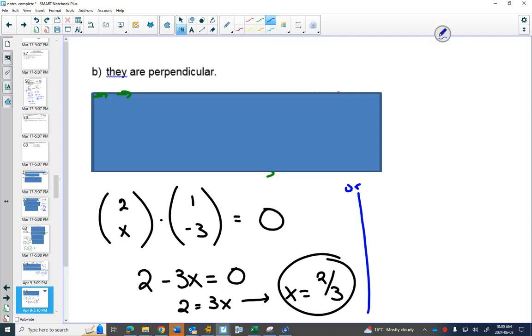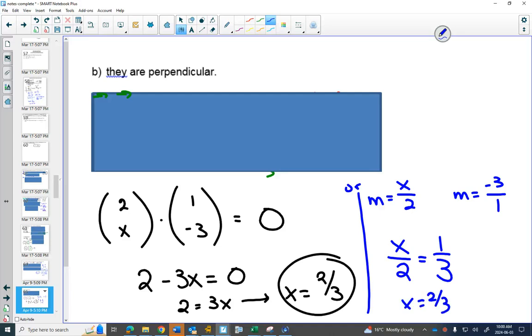Or you could think of slopes. The slope of the one is x/2. The slope of the other one is -3/1. If they are perpendicular, then their slopes are negative reciprocals. So x/2 has to equal the negative reciprocal of -3/1, which is positive 1/3. Thinking that way, you could multiply both sides now by 2. And you get the same value.